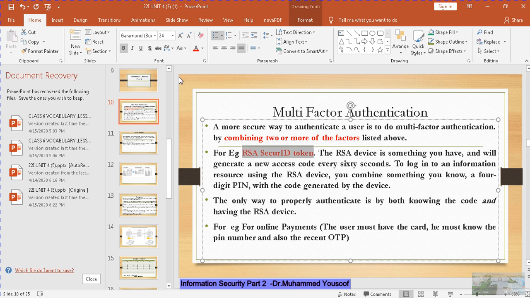I will also give you one example. The only way to authenticate is by knowing the code and having the RSA device. If you don't have the code, you cannot get in. And the RSA device is linked with your account, not any RSA device. When you switch on the RSA device, the number changes every 60 seconds, and this change is also reflected in the system, which you do not see, like a username. But this number is only valid for 60 seconds. After 60 seconds, it automatically changes to another number.